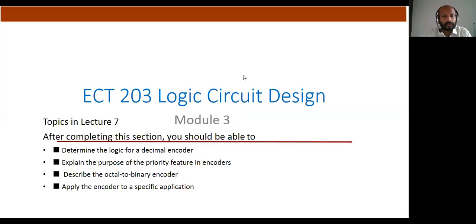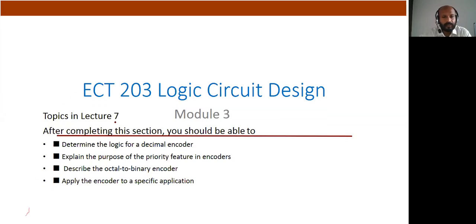So this is lecture 7, and in lecture 7 we will discuss the combinational circuit, which is known as the encoder. We will discuss different types of encoders: decimal encoder, 4 to 8 encoder, and octal to binary encoder.